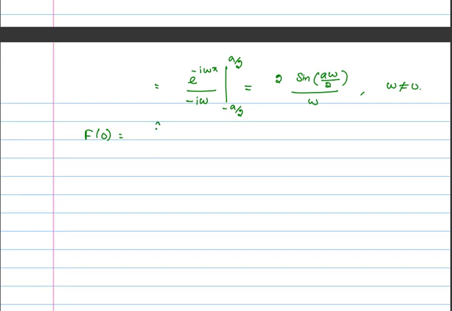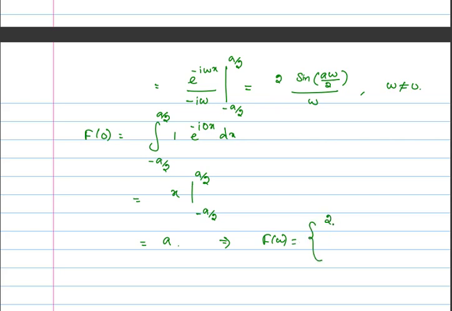Then the integral becomes the integral from minus a by 2 to plus a by 2 of 1 times exponential of minus i times 0 times x dx. So the exponential becomes 1. If you integrate, you get x from minus a by 2 to plus a by 2, so the answer is a. So this implies F of omega equals 2 times sin of a omega divided by 2, divided by omega, and F of 0 equals a.